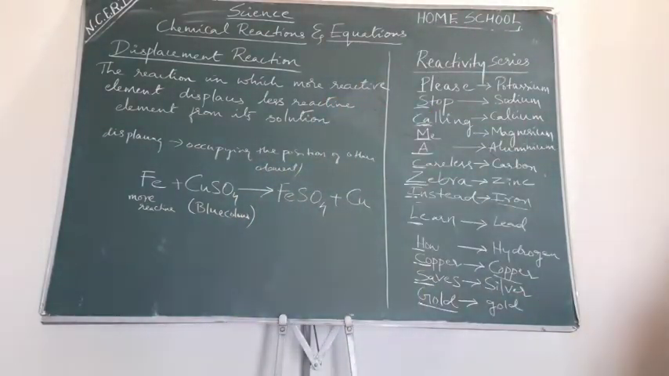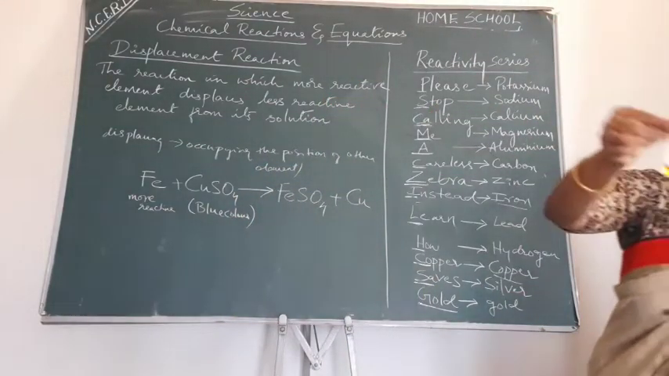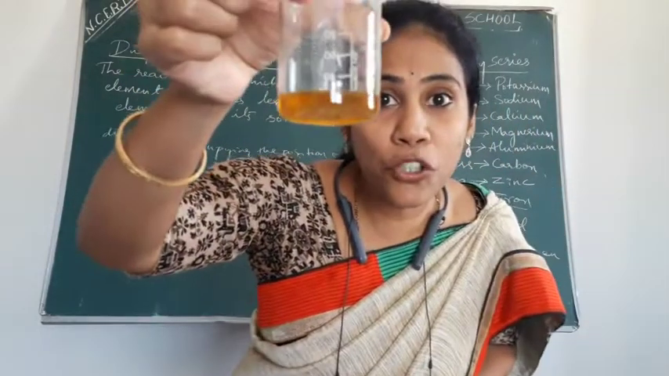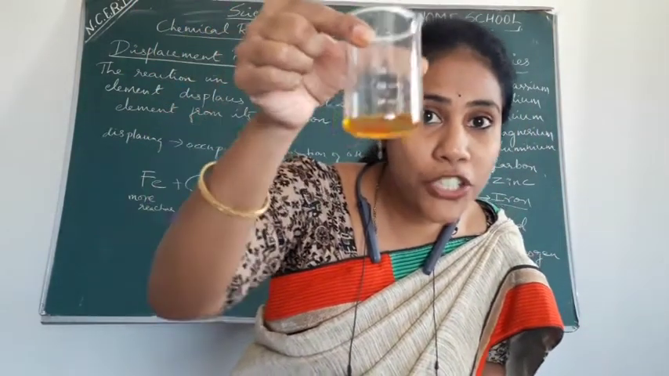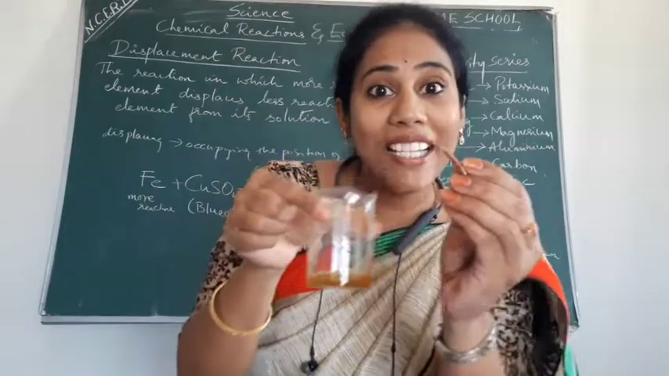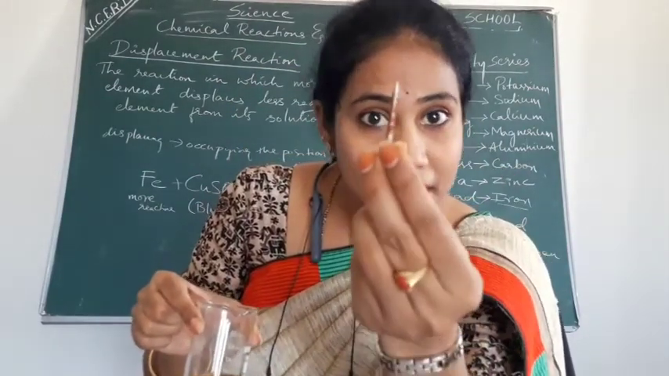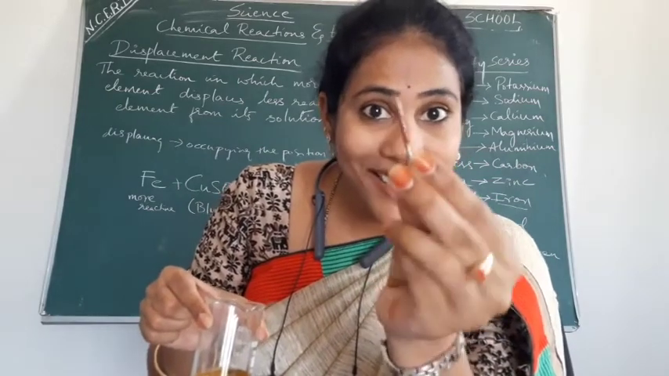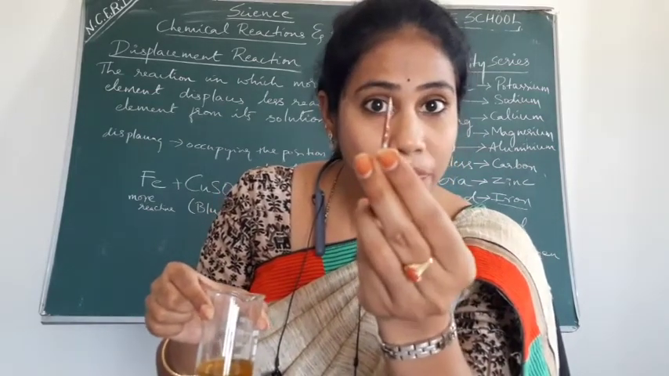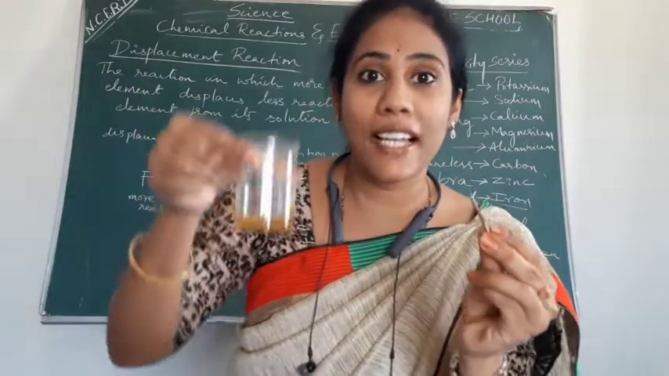What I have got is a solution like this. The same blue color copper sulfate solution turned like this, and the iron nail has become brown. Can you see the brown color stuff that has been created on the iron nail? Yes, this is how the reaction happens.